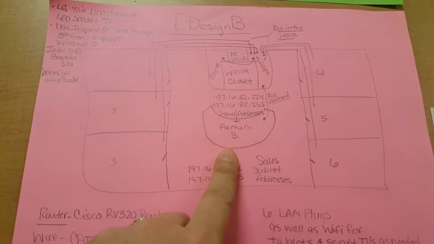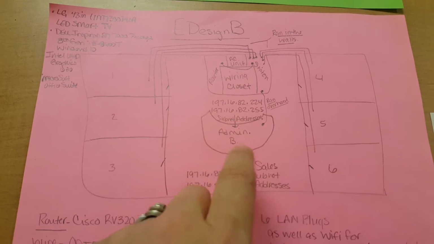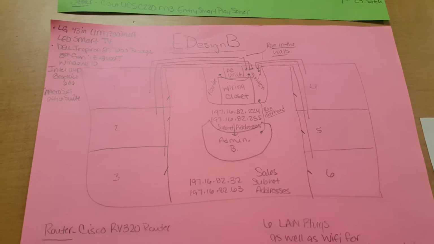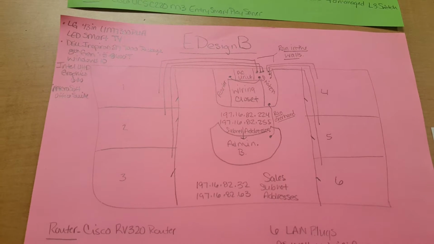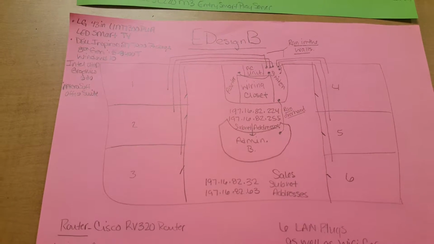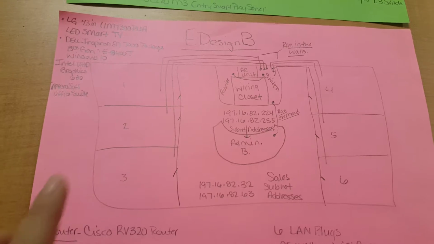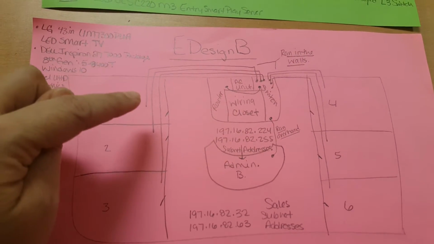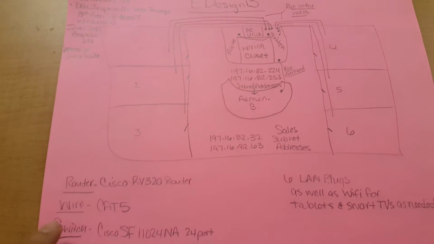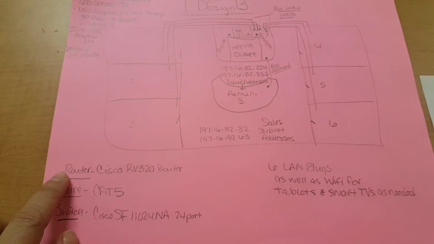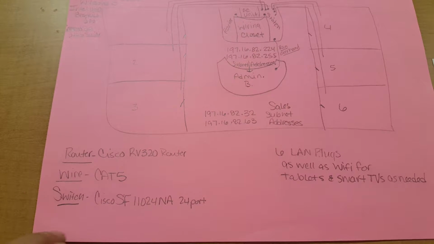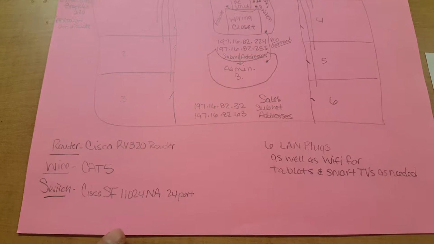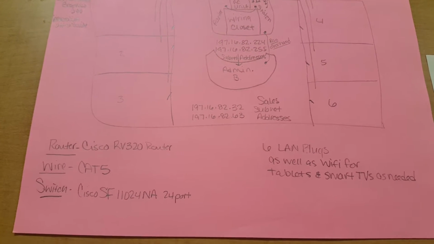They also have an administration subnet address for the telephones, the printers, the router, the switch, and other items that need extras. The sales offices are hardwired in, and they are run through the walls with the Cat5. The router, once again, is a Cisco RV320 router and a Cisco SF110-24 NA 24 port.